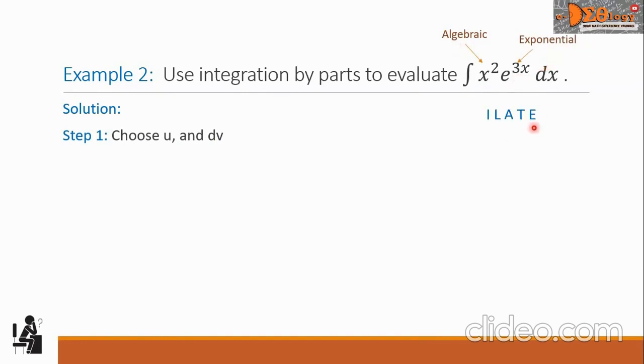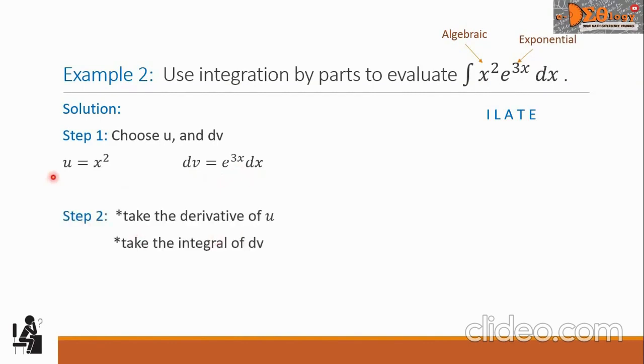With our acronym ILATE, the A for algebraic comes first, then the E for exponential. So our u here is the x squared. So we write u equals x squared, and the dv equals e raised to 3x dx. Step 2, we take the derivative of u while we take the integral of dv. Derivative of u is du equals derivative of x squared, which is 2x dx.